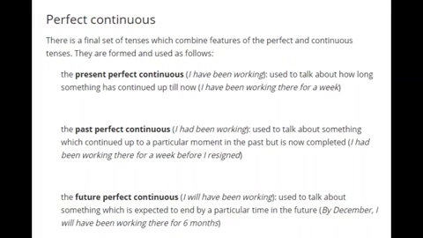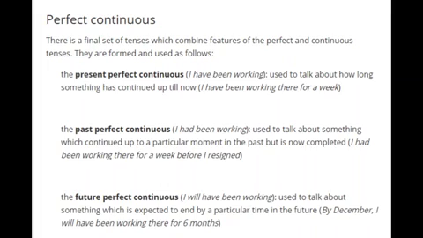Now come to the future perfect continuous. It is formed by I will have been working. Used to talk about something which is expected to end by a particular time in the future. For example, by December, I will have been working there for 6 months. That means perfect continuous tense.